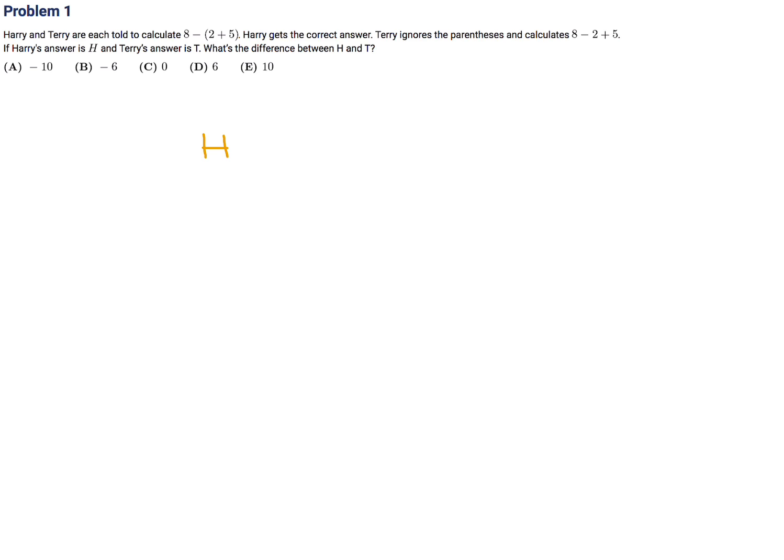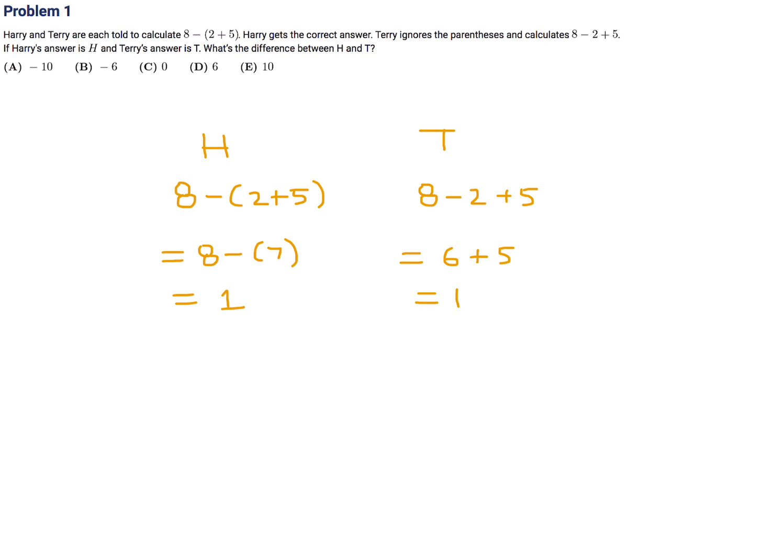Harry is calculating with the parentheses. So he's going to get an answer of 8 minus 7, which is, of course, 1. Terry is ignoring the parentheses and just going 8 minus 2 plus 5. Well, 8 minus 2 is 6, and then when you add 5, you get 11.